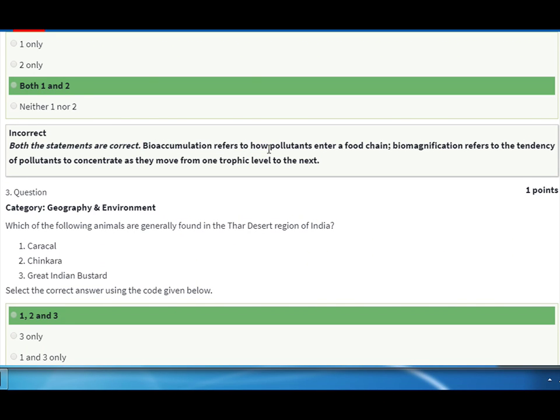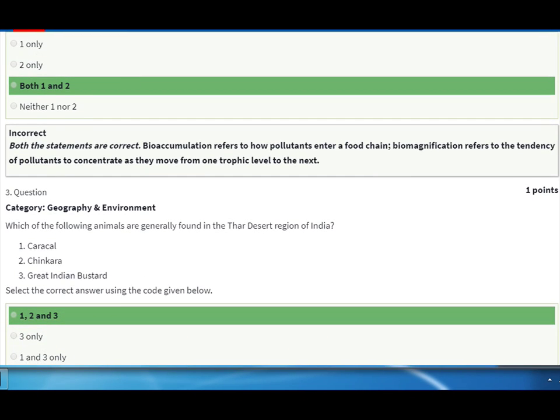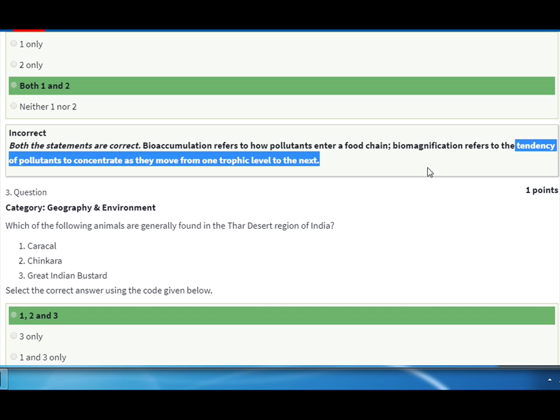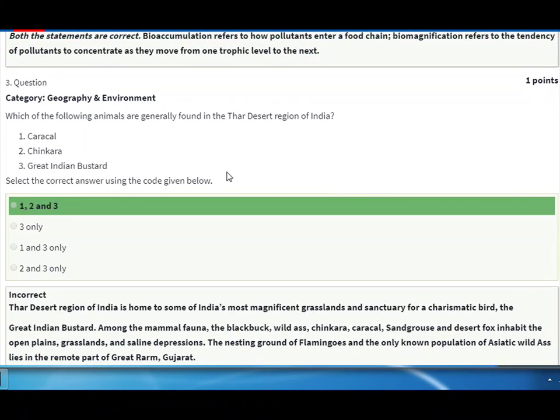Bioaccumulation refers to how pollutants enter the food chain. And biomagnification refers to the tendency of pollutants to concentrate as they move from one trophic level to the next.